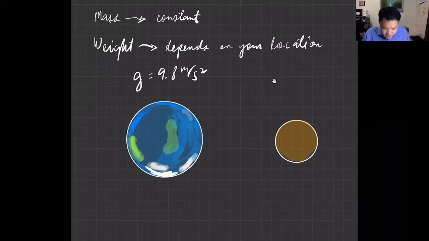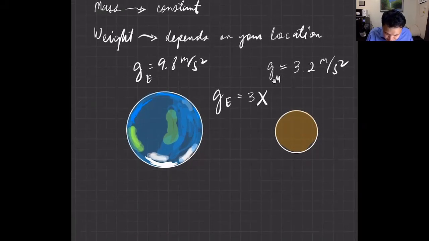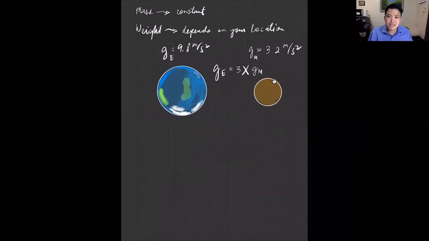Let's say now, Mars has an acceleration due to gravity of about 3.2 meters per second squared. So the acceleration due to gravity on Earth is approximately three times higher than the g on Mars. So what does it mean? It means if you jump, the acceleration is a little bit slower.